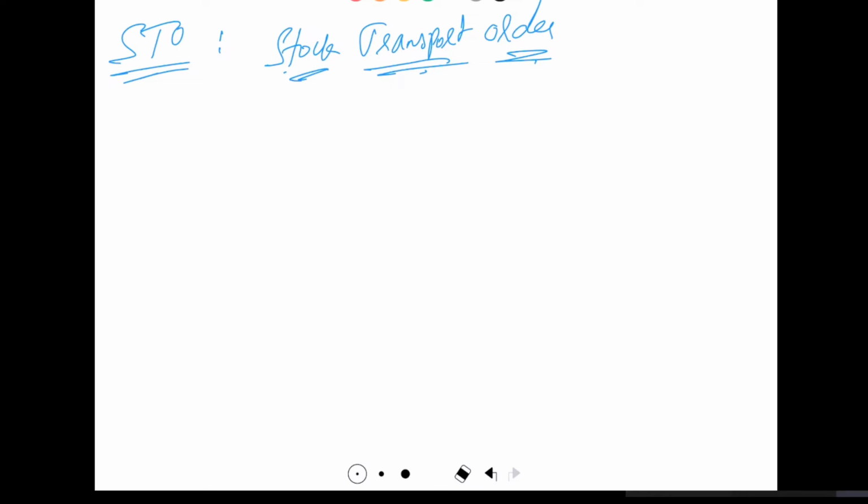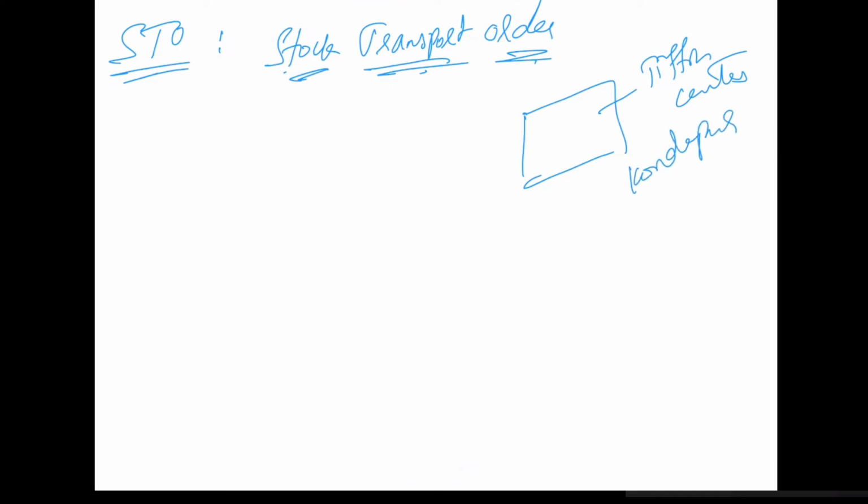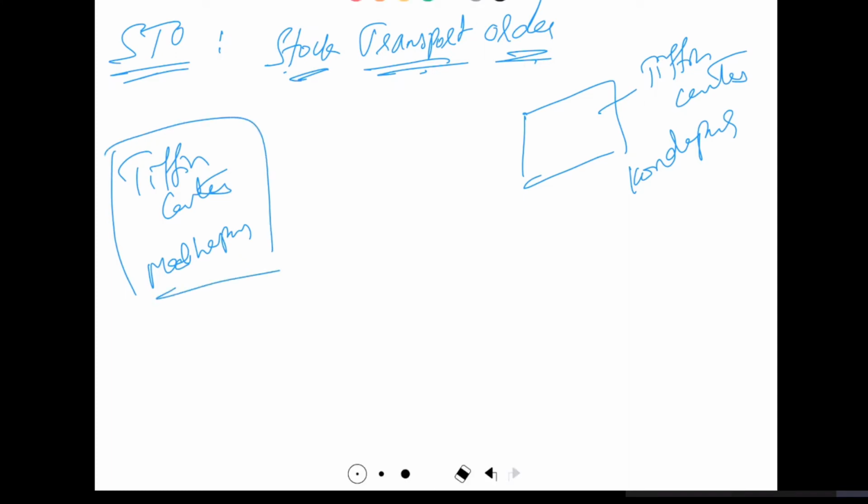If I have a shortage of materials, I can ask some other plant, please send me some goods. Let's say an example. I have one tiffin center in Kondapur, and I have one more tiffin center in Madapur. It's a small example, not that we are actually doing this. So, from Kondapur to Madapur.